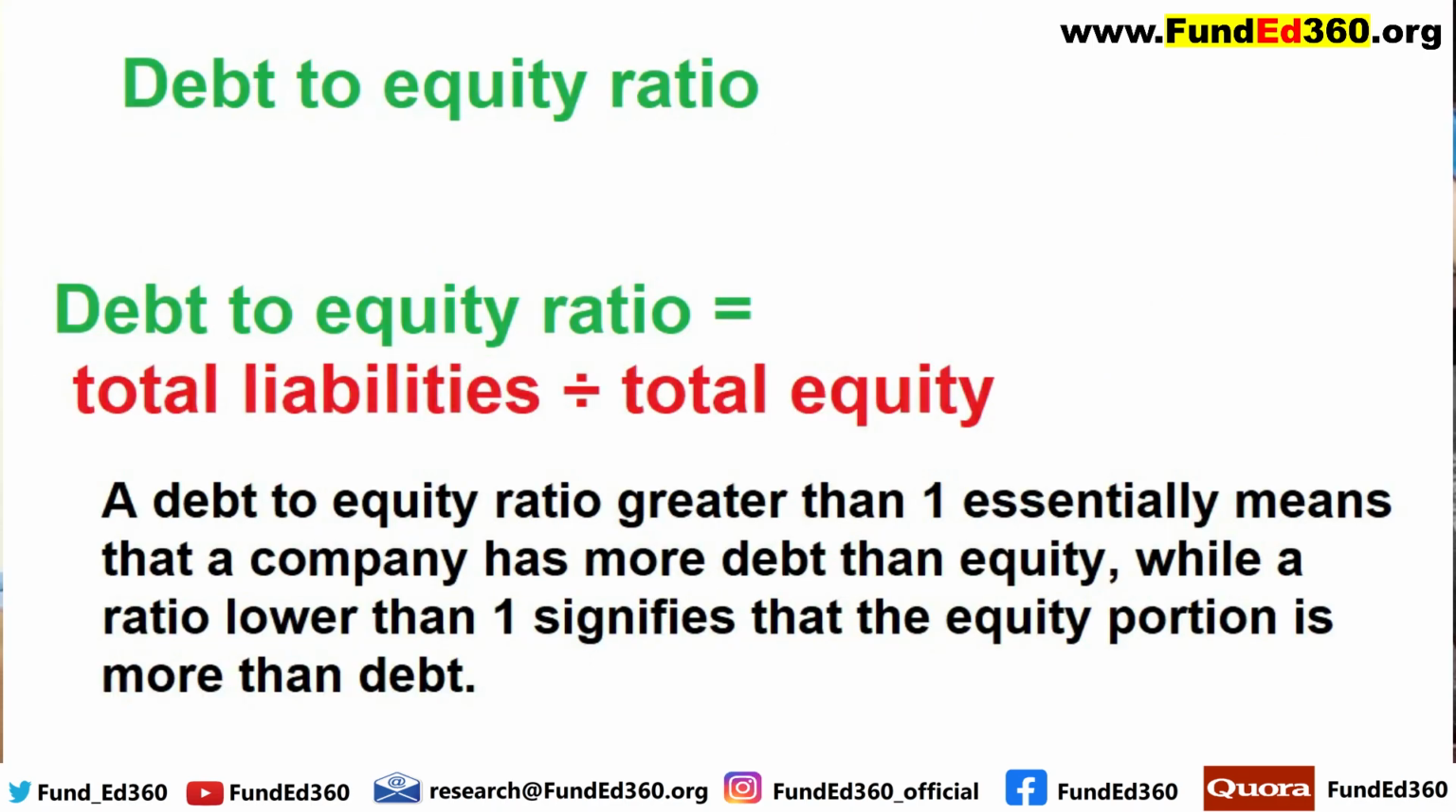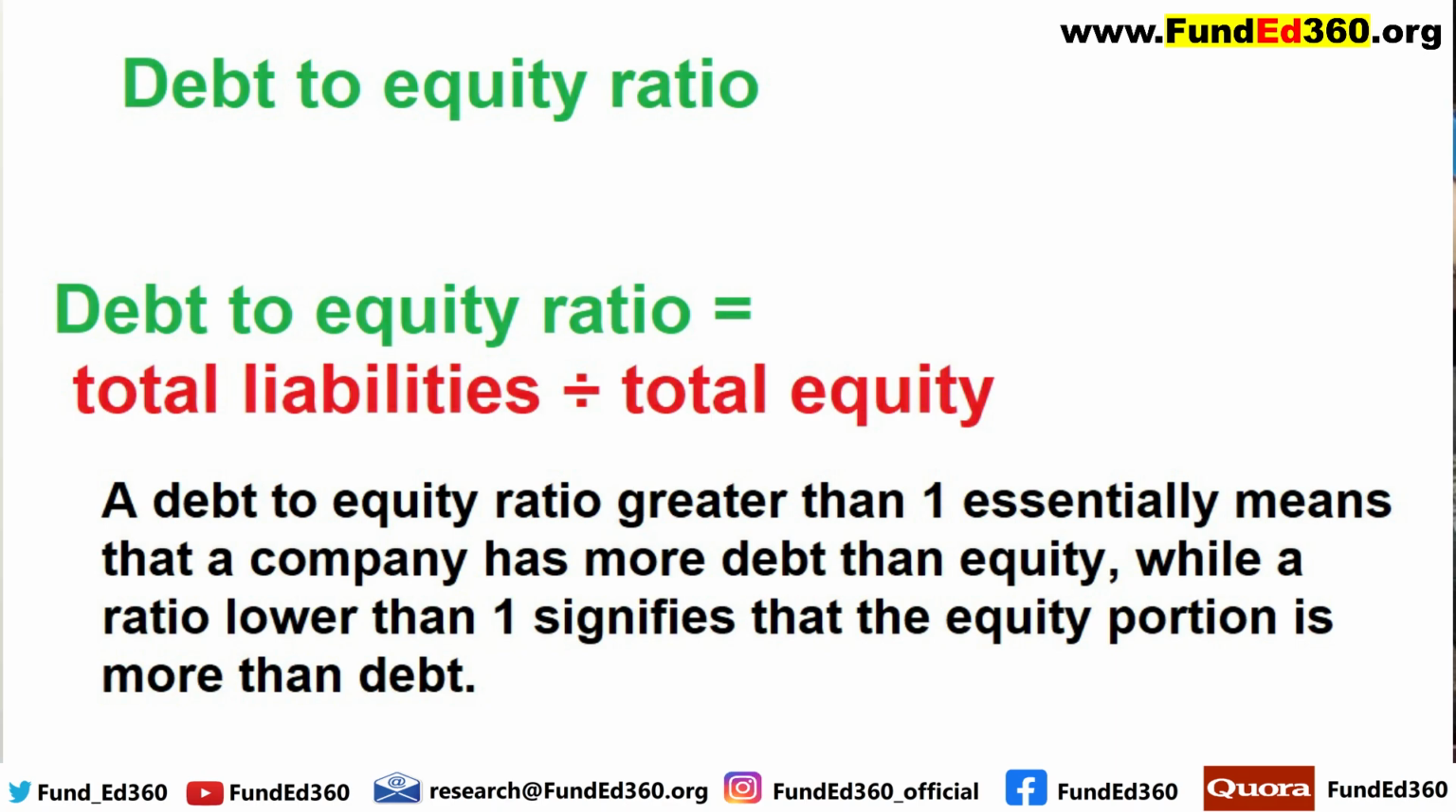And the fifth ratio is debt to equity ratio. One of the most popular leverage ratios, the debt to equity ratio determines the proportion of debt to that of the equity in a company. A debt to equity ratio greater than 1 means the company has more debt than equity, while a ratio less than 1 means the equity portion is more than debt. At the same time, if it's equal to 1, both are equal. Mathematically, debt to equity ratio is total liabilities divided by total equity.